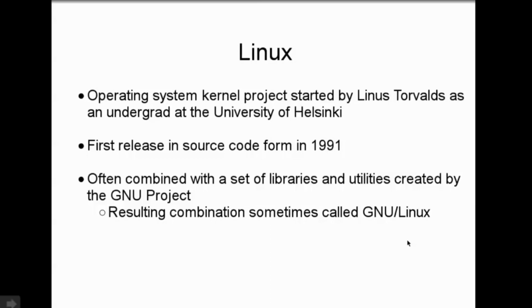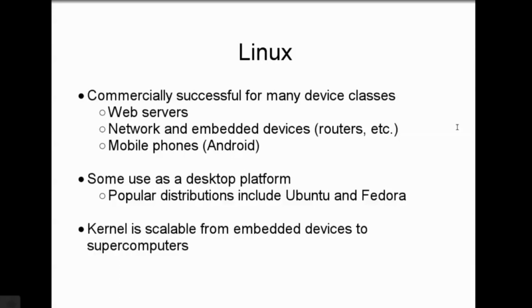Linux, however, was an alternate approach to getting a Unix-like kernel running on a computer system. This was started by Linus Torvalds as an undergrad at the University of Helsinki, released in source code form in 1991, and often combined with a set of user space utilities and libraries created by the GNU project. Thus, the resulting combination is sometimes called GNU/Linux. It has been commercially successful for many device classes, including web servers, network and embedded devices, and mobile phones. Some people, including myself, use Linux as a desktop platform, and it does have the benefit of having the one kernel that's scalable from embedded devices all the way up to supercomputers.